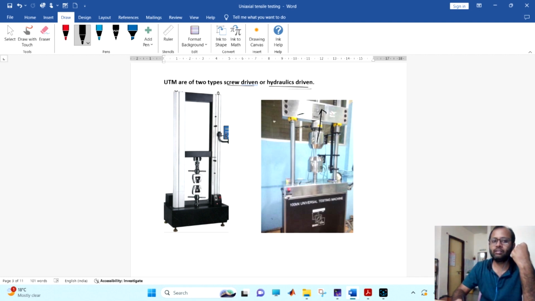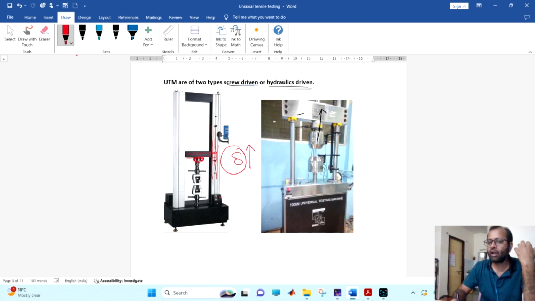This part we are always calling the crosshead, which is having the load cell here. You will understand that from here. This part we call the crosshead, and this crosshead is moving here. There are screws on which it will move. So if there is some play, either due to the screw or due to the hydraulics, this will not give us the correct displacement.